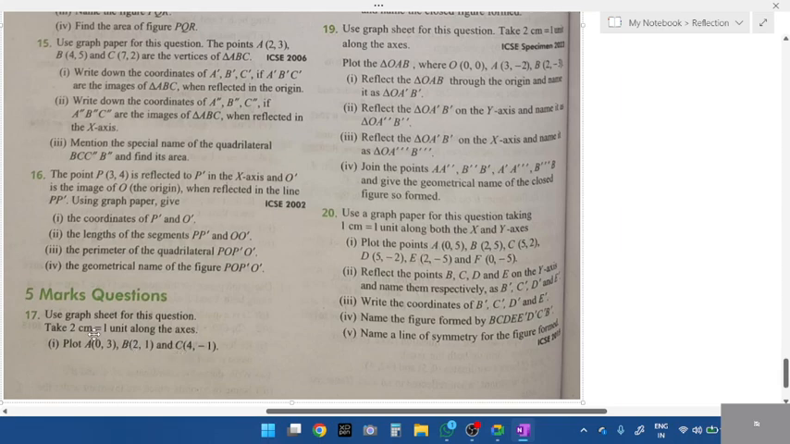See, even if this scale is not given, what are the values, students? A, B, C. Does it cross more than 5? 6, 7, 8. Any numbers given? 6, 7, 8. And if 6, 7, 8 is given, what do you take? 2 centimeter is equal to how many units?